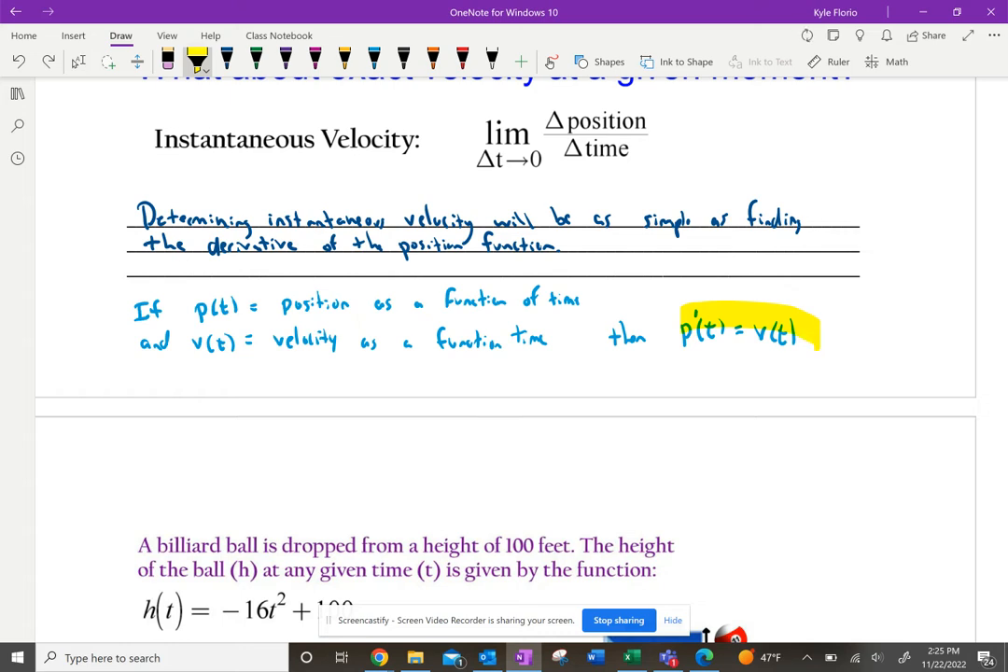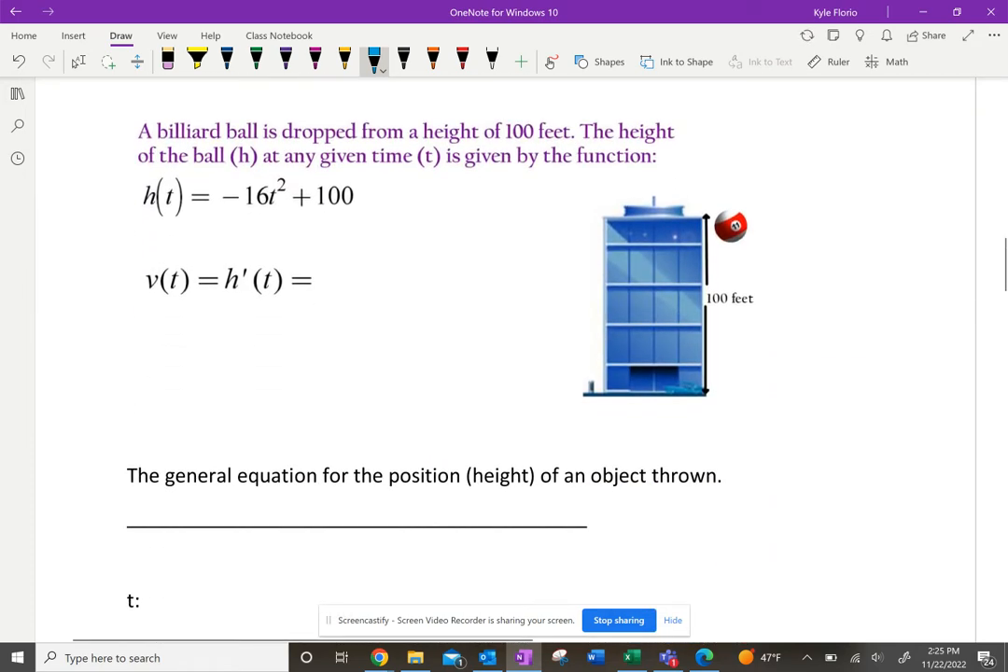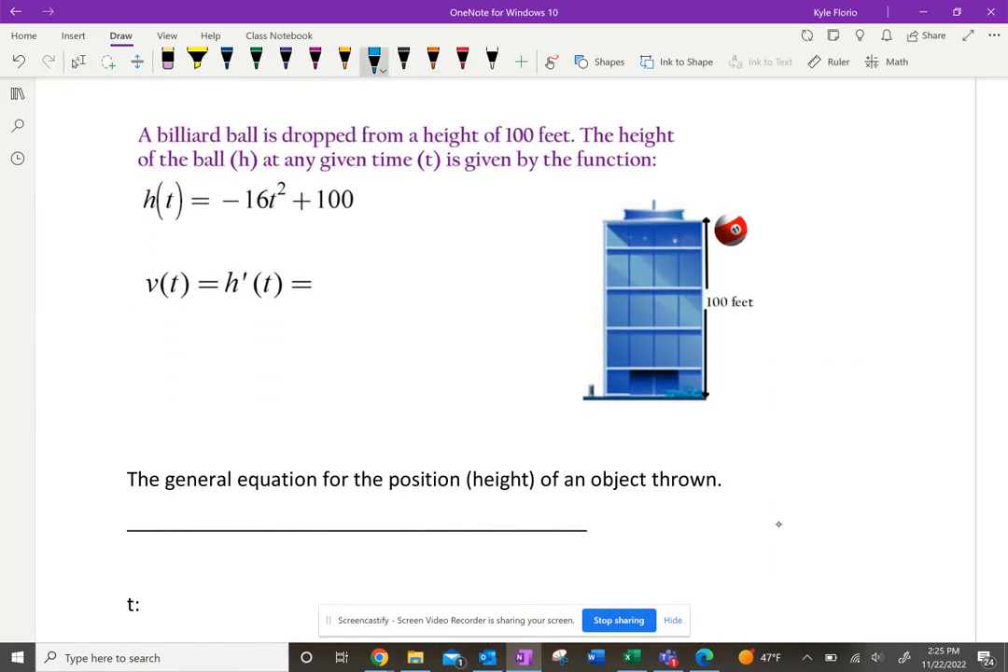So whenever we have a position function, and sometimes we'll use h instead of p for height, velocity is just taking the derivative of that function. So a billiard ball is dropped from that height of 100 feet still, and the height of the ball h at any given time t is this function. What is the velocity function here?